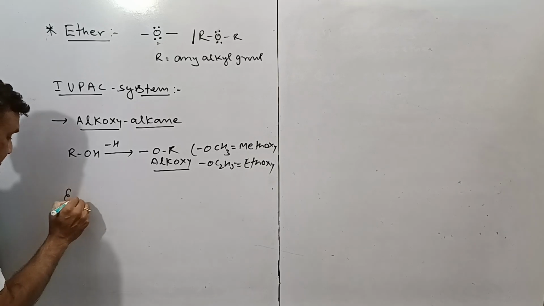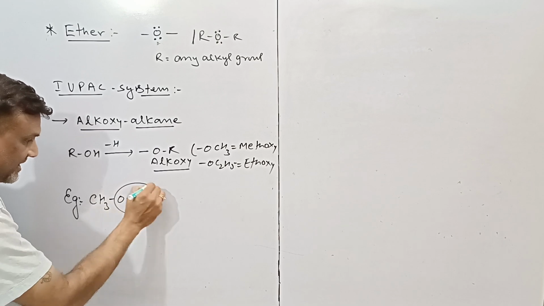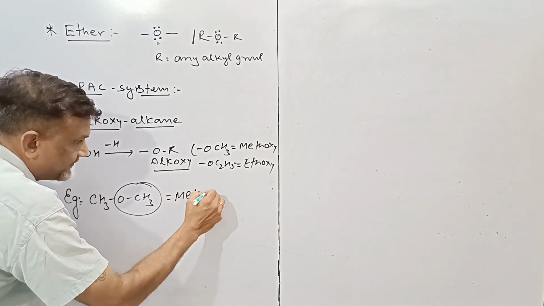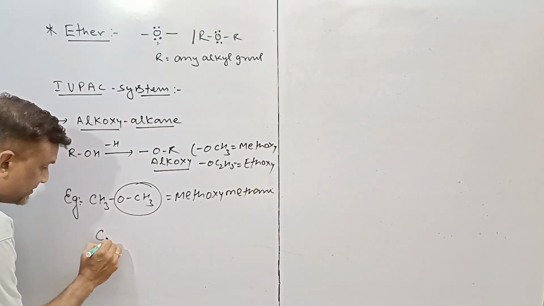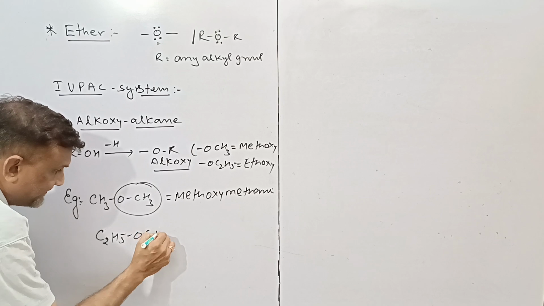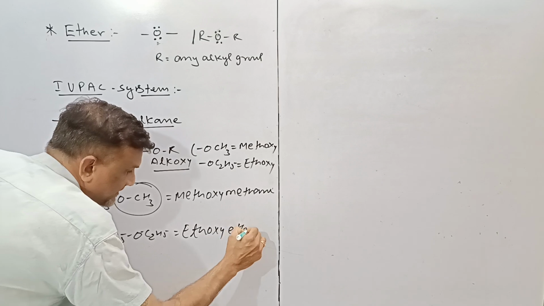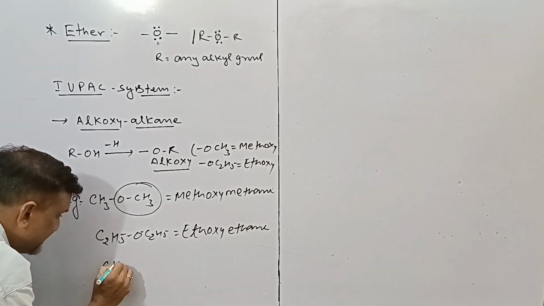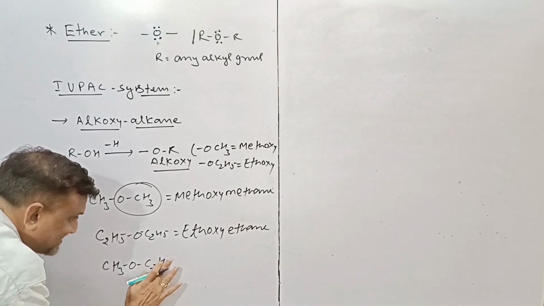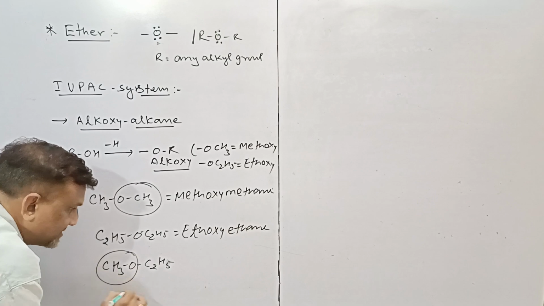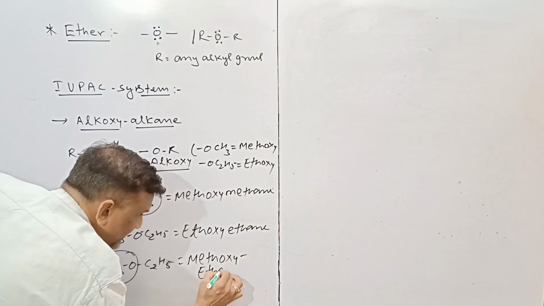So if we take a symmetrical ether like CH3 O CH3, we make one of them an alkoxy. This is the methoxy, and the rest is methane as an alkane. C2H5 O C2H5, this is the ethoxy, ethane. If there is an asymmetrical ether like this, then the smaller group, the one with fewer carbon atoms, is called alkoxy. So this will be methoxy ethane.